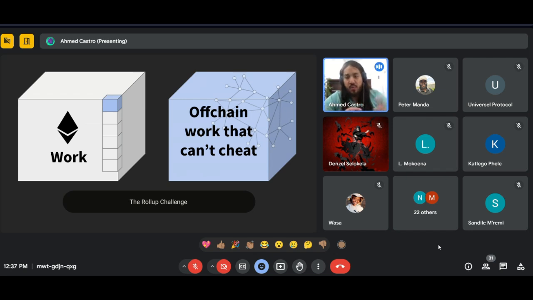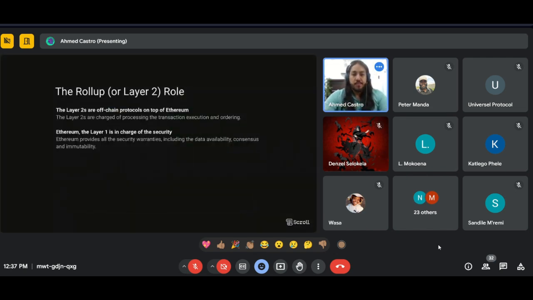Okay, but how does a rollup work? How do we have this off-chain computation that Ethereum verifies and knows that basically the layer 2 didn't cheat, didn't include a false transaction? So layer 2s are off-chain protocols, which means that they operate outside of Ethereum. They don't operate on Ethereum smart contracts, but outside of them. But despite that, everything that happens on layer 2 gets secured by layer 1.